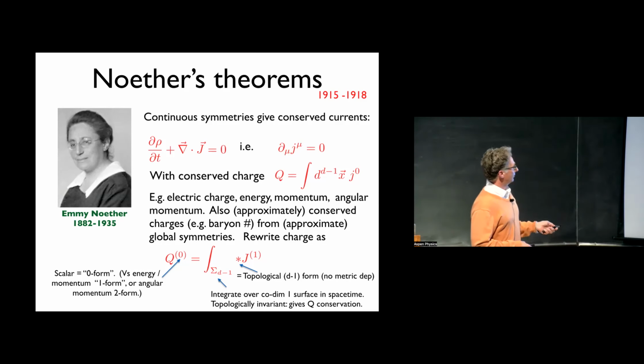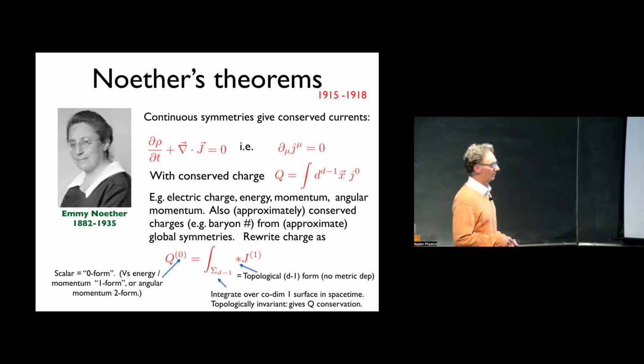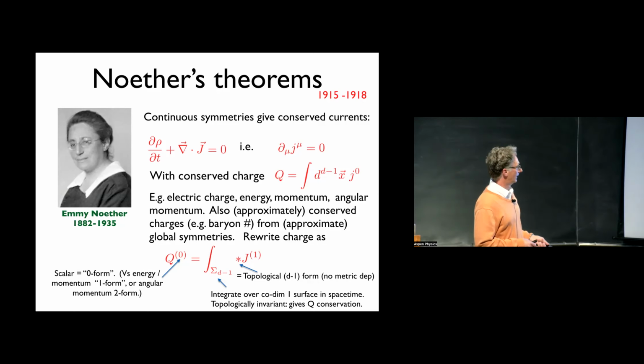So let's rewrite Noether's conserved charge this way. Here, this notation is a charge, which I'll think of as a zero form. Zero form means it's a scalar, as opposed to something like energy or momentum or angular momentum. And we get this zero form charge by integrating over a D minus one dimensional space, which is like some place in spacetime.